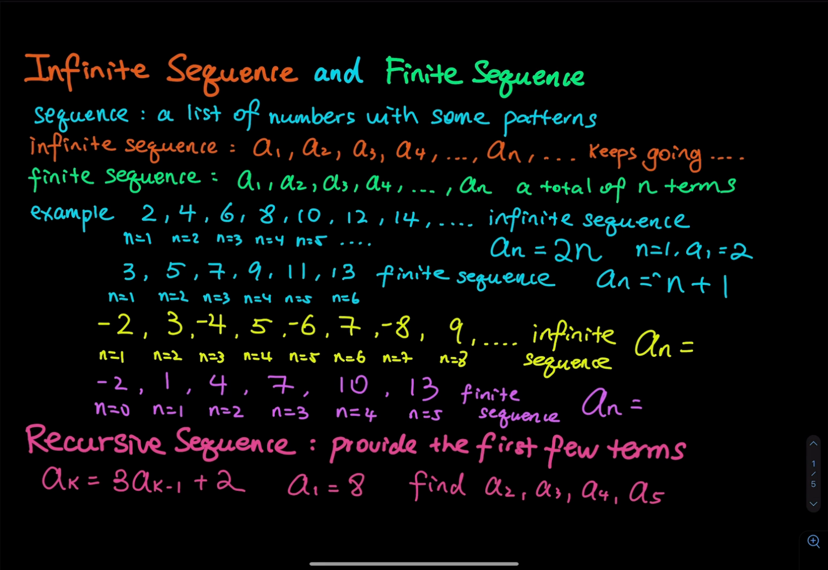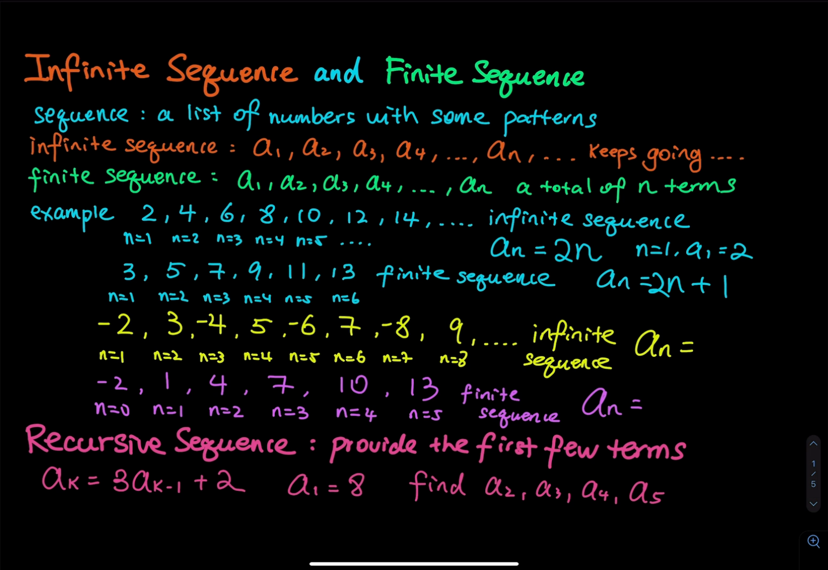So how about we double up the n first? When n is equal to 1, we have a 3. When n is equal to 2, we have a 5. So it looks like a_n equals 2n plus 1 works. So this is the pattern of the second sequence.